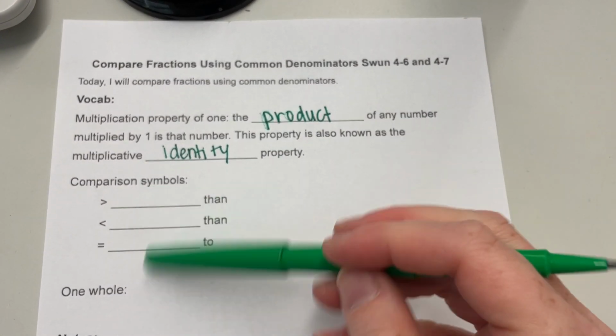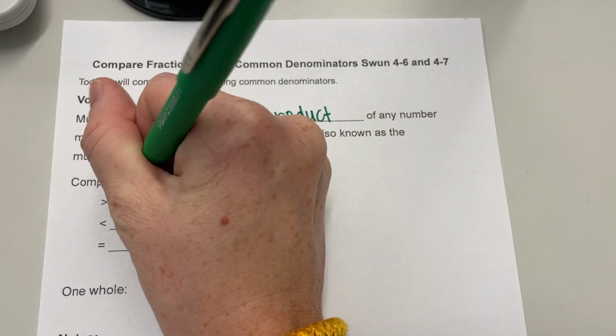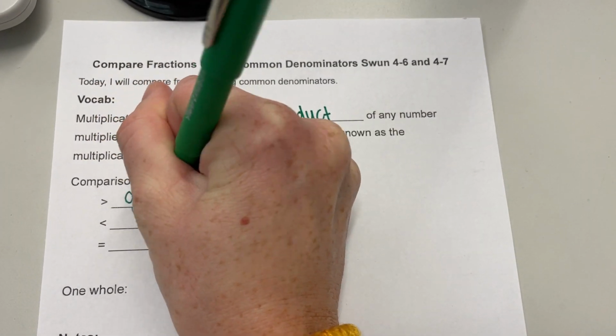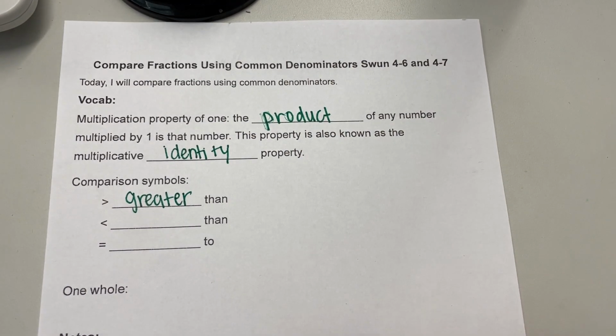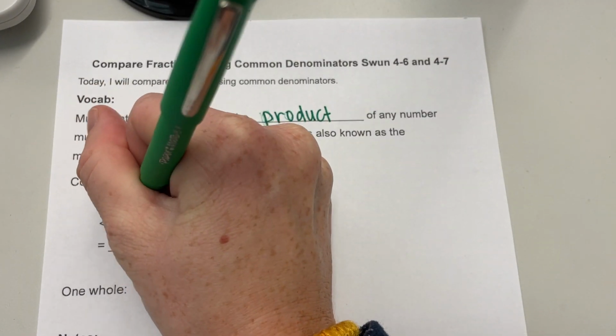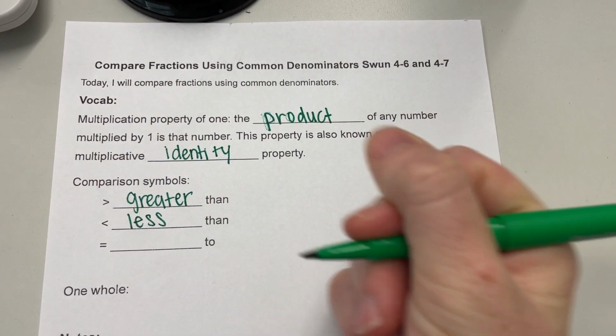Okay, and we have our comparison symbols. We have greater than. Remember, the open mouth eats the bigger number. Then we have less than. And then we have equal to.